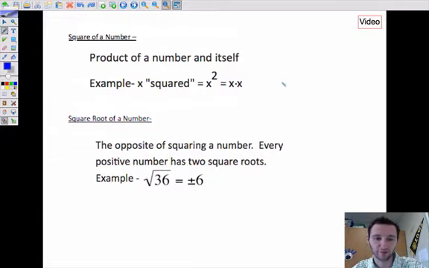The square root of a number is the opposite of squaring a number. So every positive number has 2 square roots. And you probably knew about the positive one before, but there's also a negative square root. So for example, the square root of 36 could either be positive 6, it could also be negative 6. And so it's sometimes written as this plus or minus 6 to indicate both the positive 6 solution and the negative 6 solution.